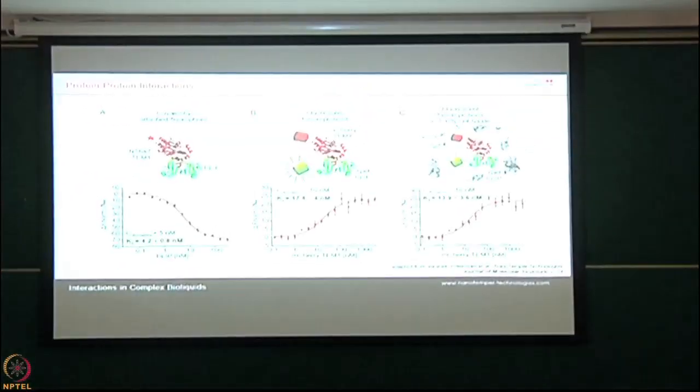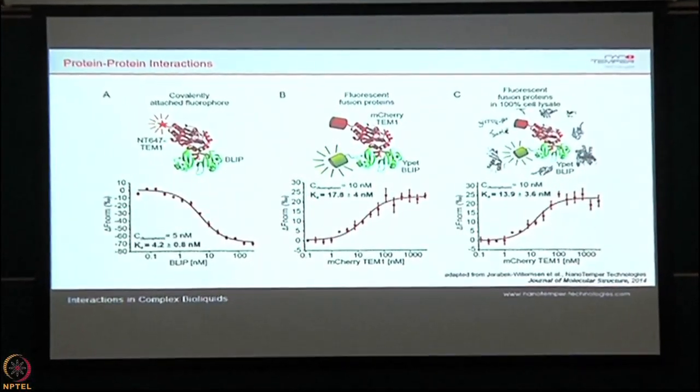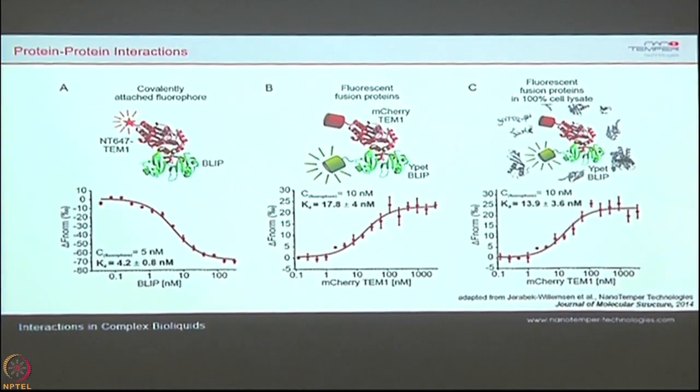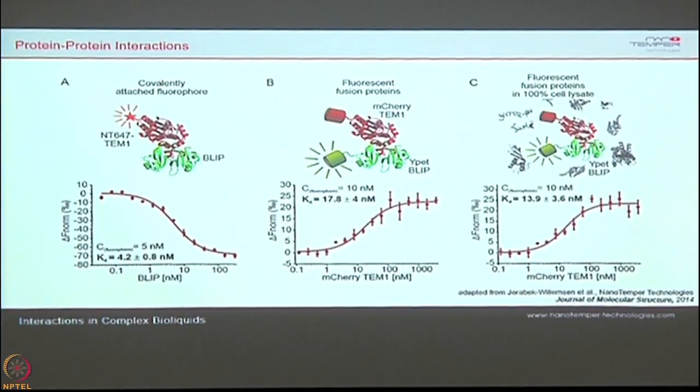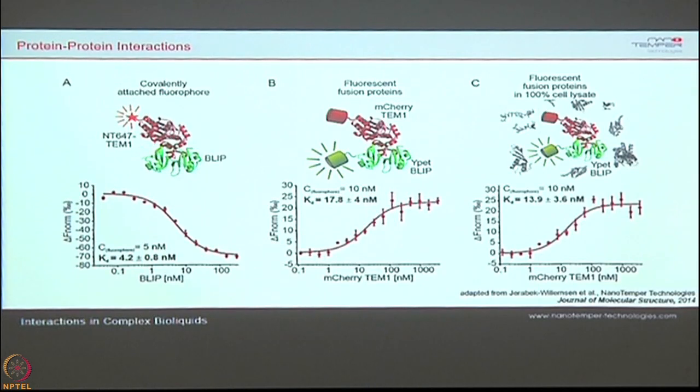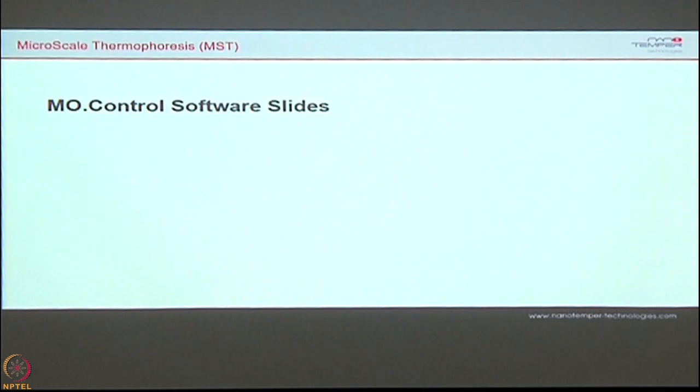So this is just an example of how we get the data here. As I said, any one of the binding partners should be labeled. It can be A or it can be B. There is no mandate that you should label only a protein. You can label a small molecule, you can label a protein. Any partner can be labeled, but the binding affinity doesn't change at all. That is the main USP of this. These are some examples of how this technique works so successfully for a variety of interactions. Any questions or anything else you wanted me to know, I shall be glad to address.